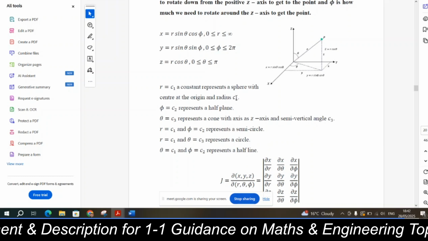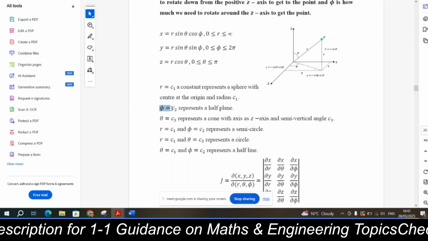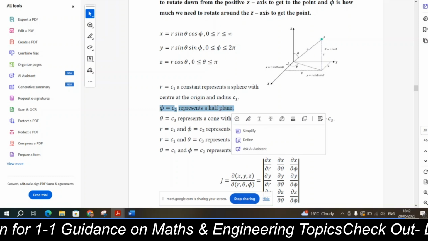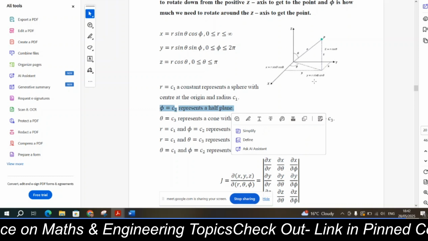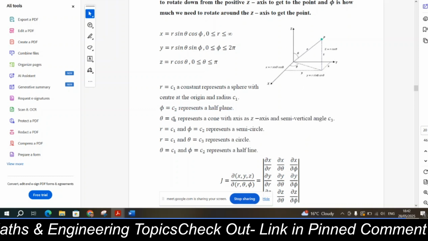For the angle theta, you only have 0 to pi. You don't have to go 0 to 2 pi. I hope that is also clear. 0 to 90 is above the xy plane, 90 to 180 is below the xy plane. Again, this gives you what exactly each of these represents.